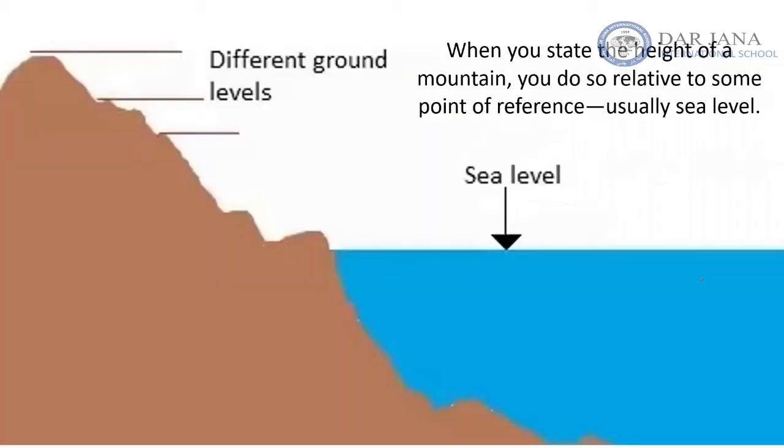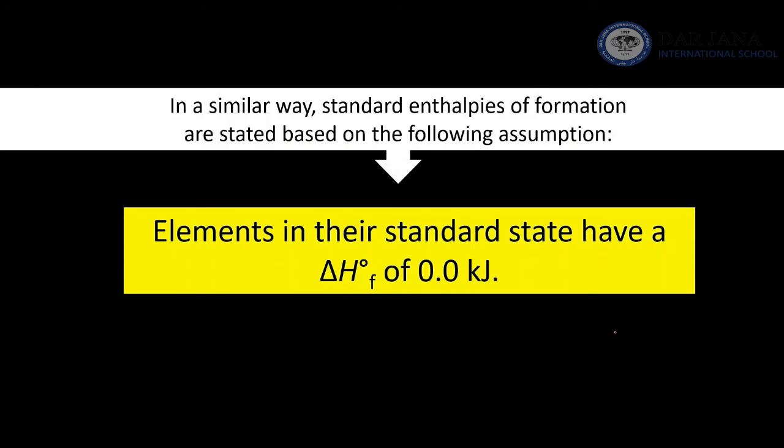First, we have to keep in mind this note. Guys, to measure the height of a certain mountain, we always measure it relative to a point of reference, which is in this case the sea level. Above the sea level, it's positive. Below the sea level is negative. We will use a similar idea in determining the standard enthalpies of formation. We have an assumption here. The assumption is that for any element in its standard state, the delta H formation is 0. Based on this assumption, we can find the delta H formation for the compounds.